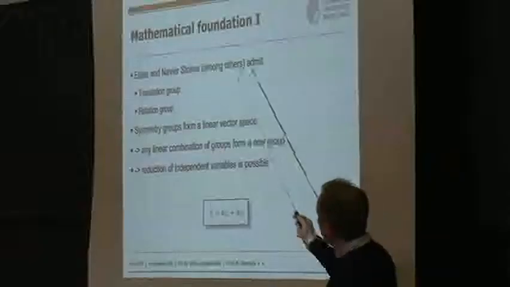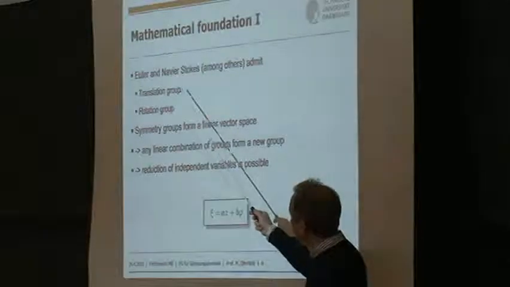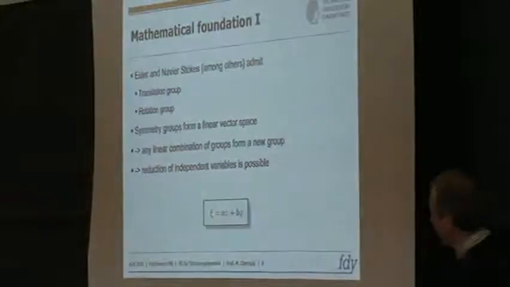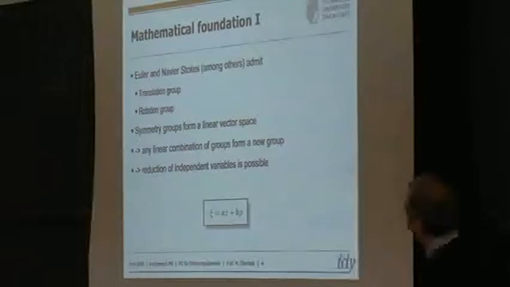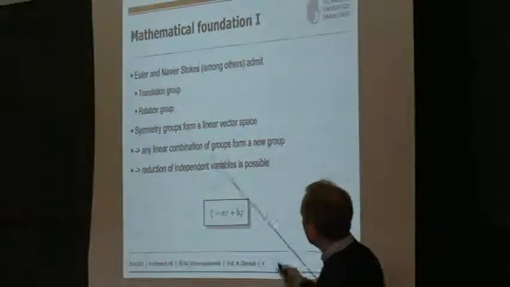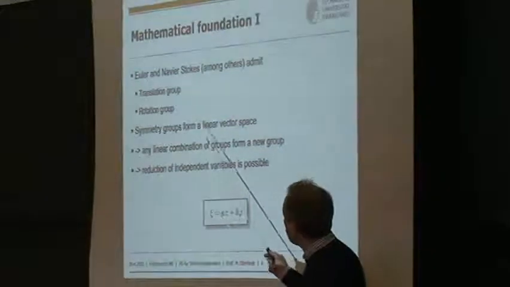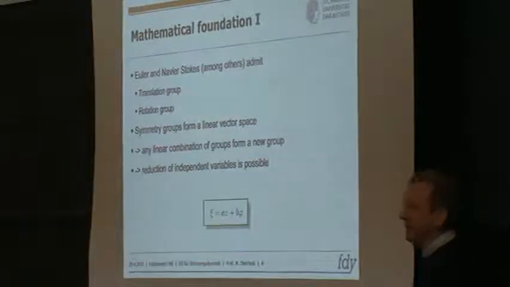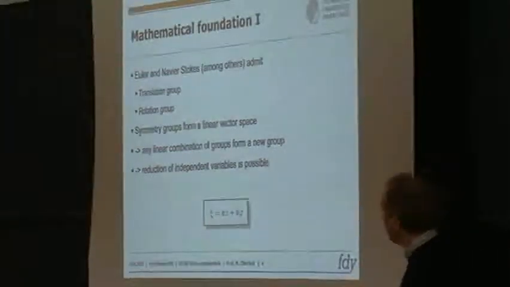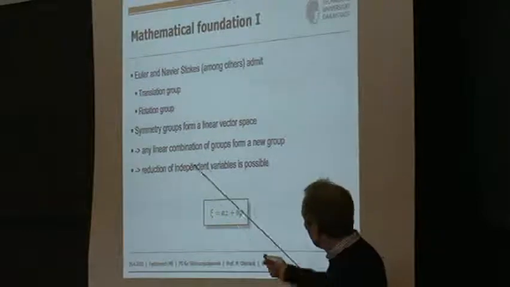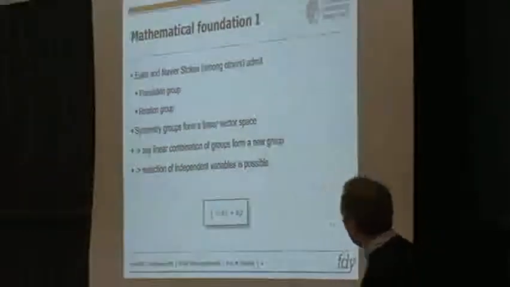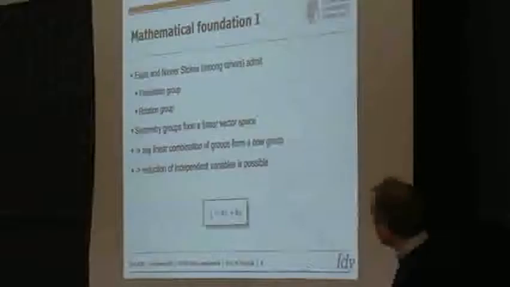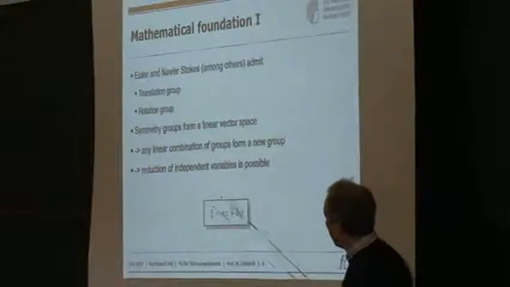The Euler equation, Navier-Stokes, among others, of course, have the translation group and the rotation group. Those who were attending my lecture yesterday may remember that symmetries, in fact, are linear vector spaces, meaning that you can combine them. They're like vectors which you can linearly combine. So you can combine any of these groups, the translation group and the rotation group, into a new group. And that's in fact what I did here.